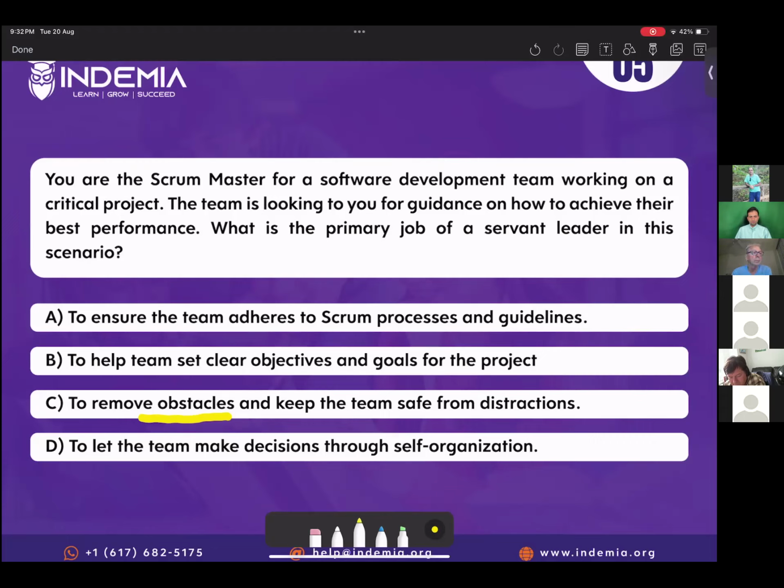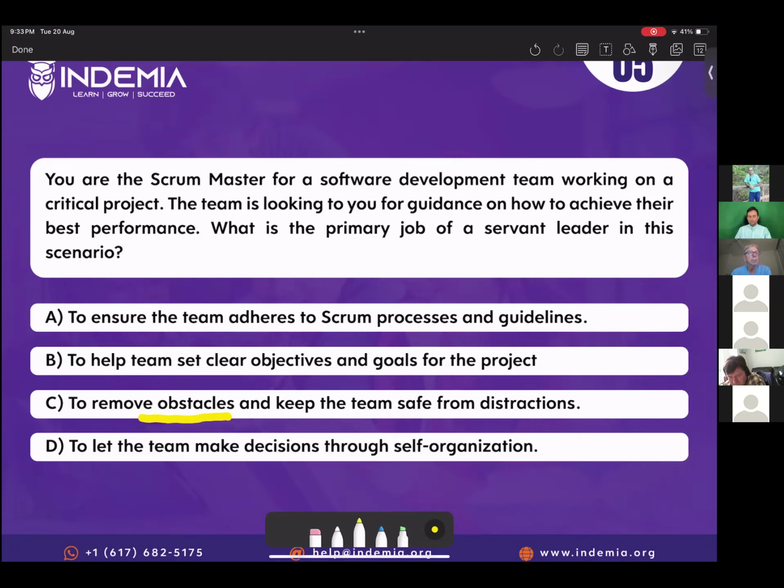Team set their clear objective. That is again not really the right thing, right? Because objectives and goals for the project are not just set by the team, sometimes the product owner together sets that. Remove the obstacle, yes, it's a part of it, but it doesn't really help in increasing the performance. I felt D is right because if you make decisions with self-organization, it will help the team with performance. All right, thank you.